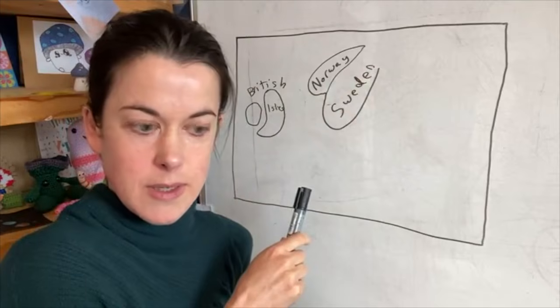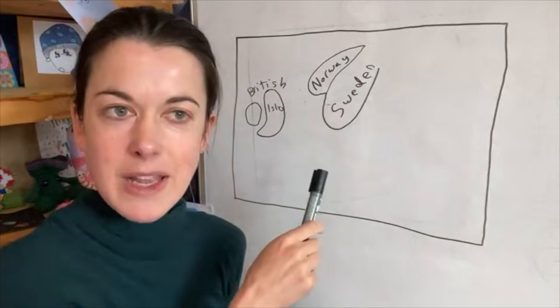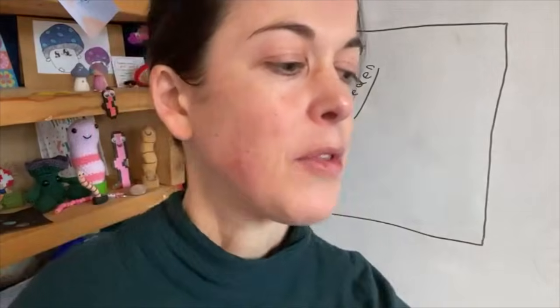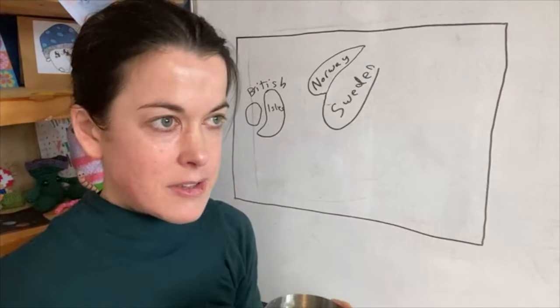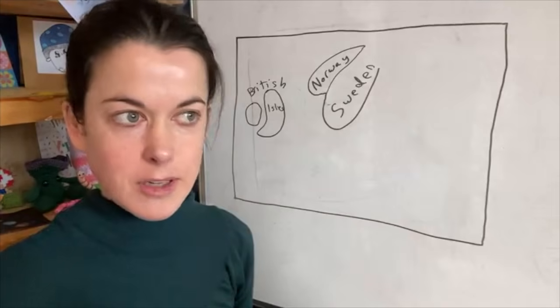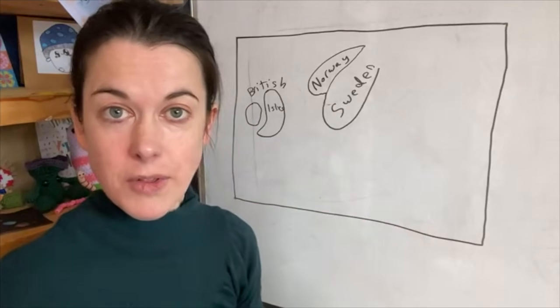So Norway and Sweden are both Scandinavian countries. While you're drawing that, I'll tell you a little bit about how the Vikings were living. It's quite difficult to know this because the Vikings travelled all over the world, basically. And where they went, lots of people wrote down what they did.